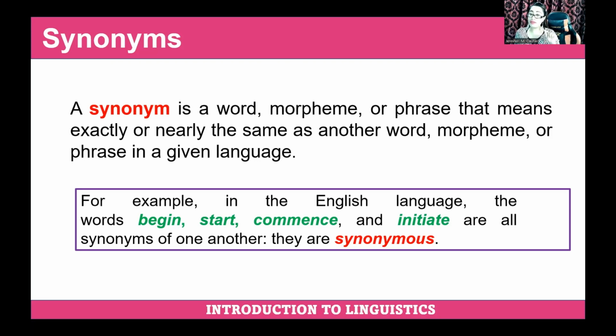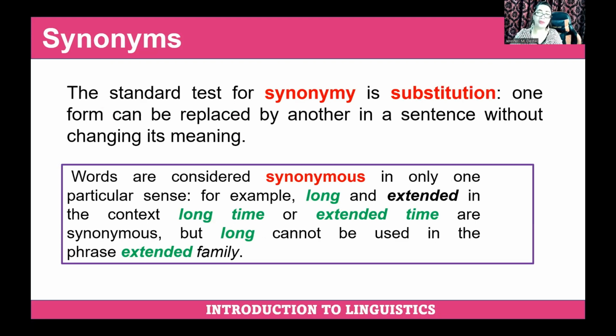And I have highlighted in green yung mga example words natin para mas madali natin siyang makita later. So, yan po yung mga examples ng synonyms or mga magkakasing kahulugan. So, meron pa tayong additional example. The standard test for synonymy is, paano ba natin malalaman kung magkakasing kahulugan ang mga salita? The process is called substitution. One form can be replaced by another in a sentence without changing its meaning. So, kapag pinalitan natin yung salita from one word to another, tapos hindi nabago yung kahulugan, that's called substitution. And even though different words na siya, same pa rin yung kahulugan, it's synonymous.